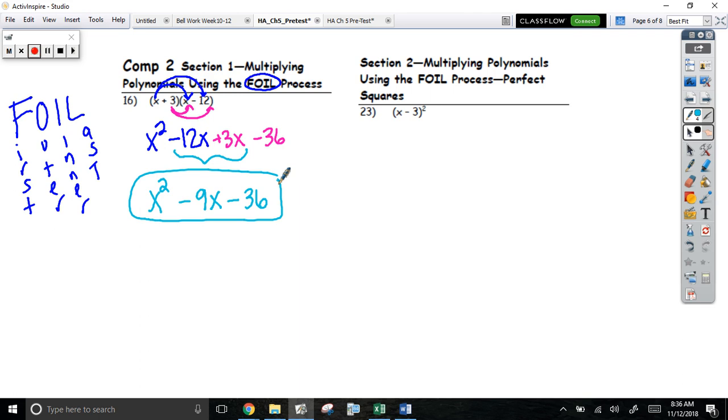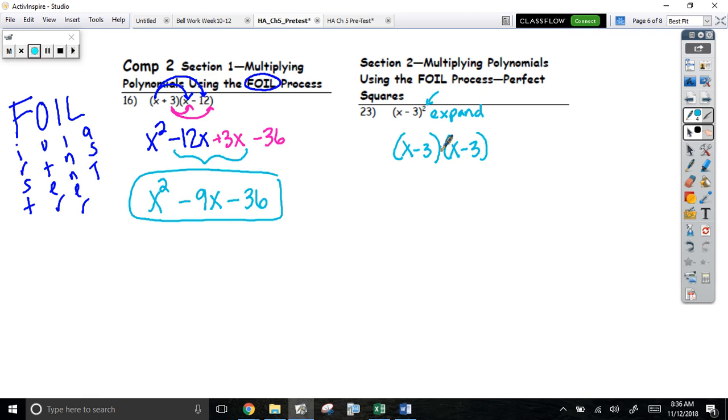Okay, skip over to section 2, number 23, multiplying using the FOIL process with perfect squares. You have to remember, when you see something squared, that means it's being multiplied by itself. So what you're going to have to do first is expand this. Make it x minus 3 times x minus 3.